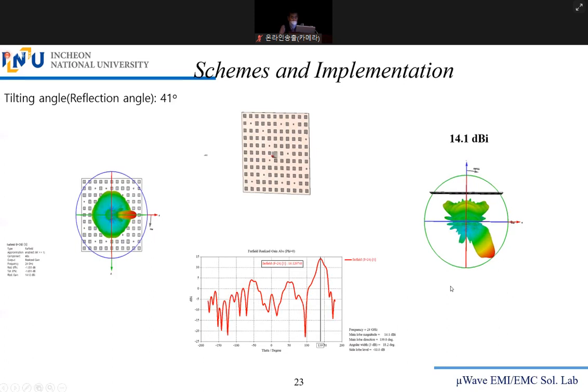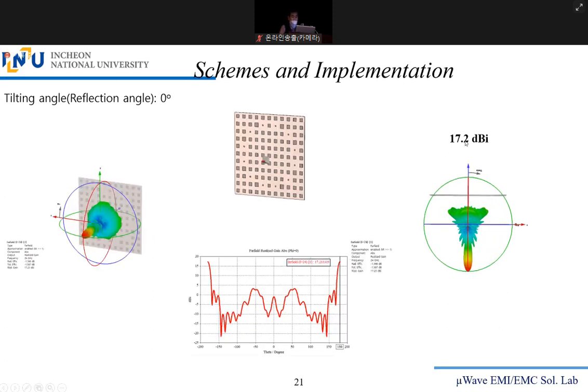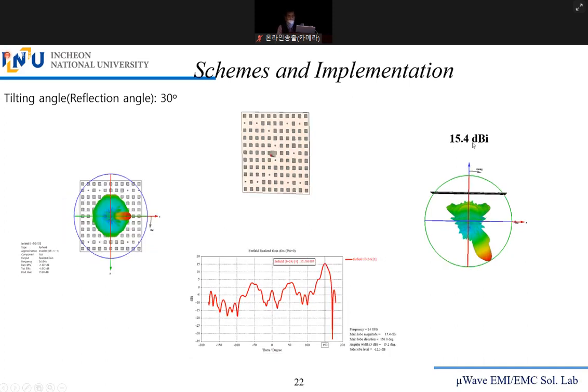Good. And you can refer to the antenna gains here, 17.2 dBi, 15.4 dBi. Gain has increased. Good, good. So the reflector antenna function is here, and that means the reflector antenna has the function to increase the gain of the source antenna. At the same time, we can tilt the beam. The two functions are satisfied here.